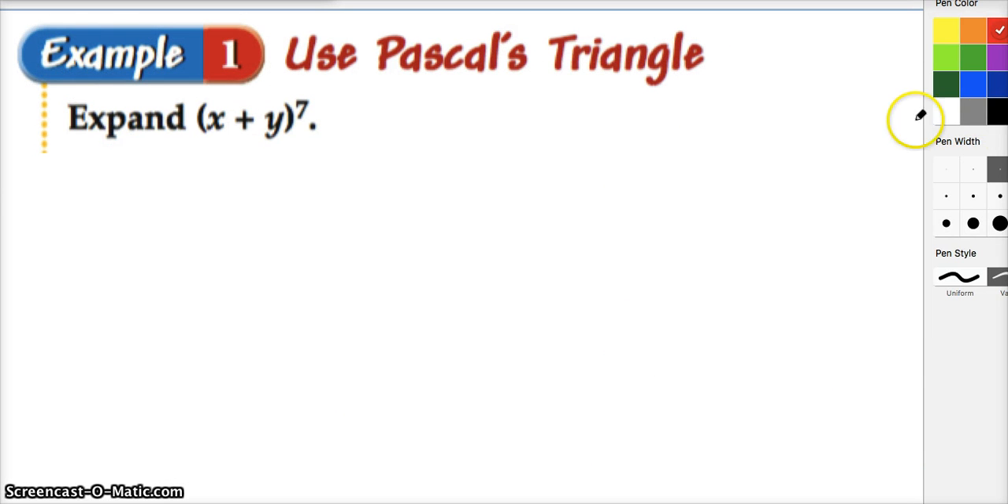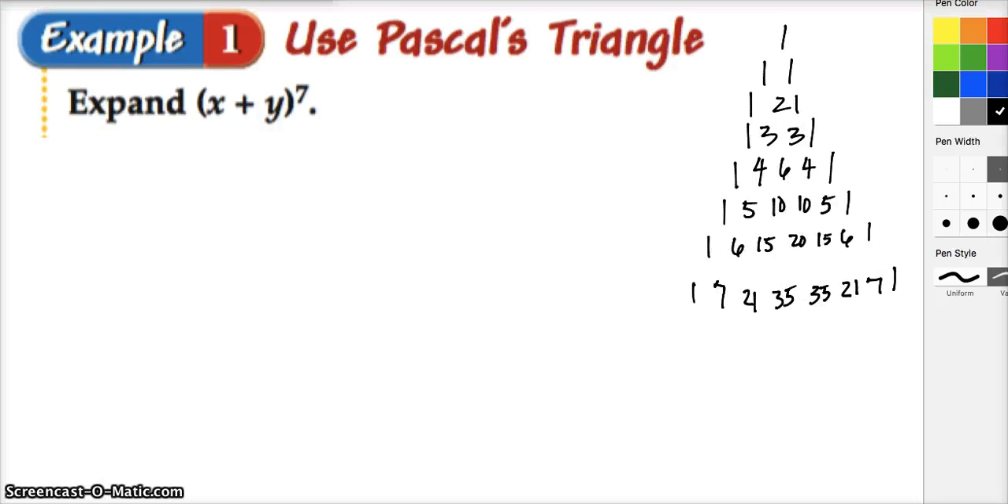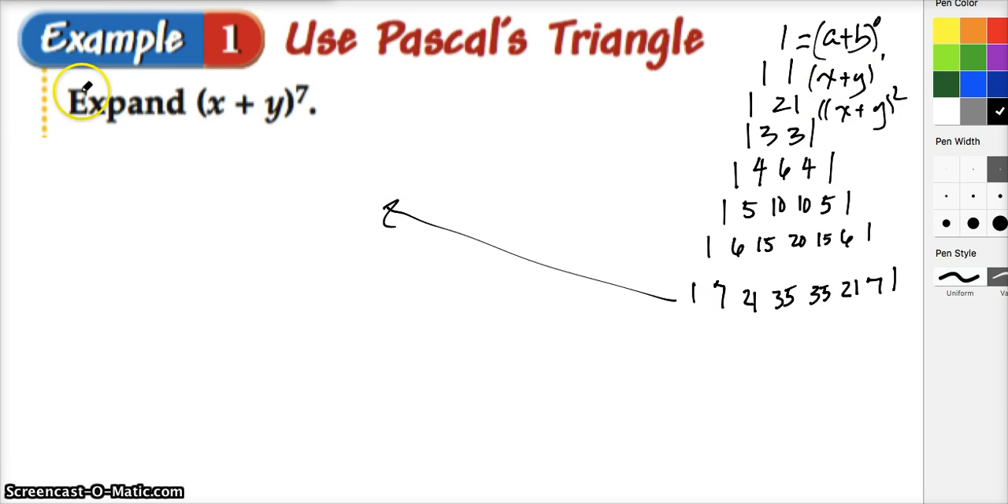So for this first example, we're required to use Pascal's triangle in order to expand this. So let's just get a copy of the triangle here. Here's a copy of Pascal's triangle down to the 7th or 8th row, depending on how you look at it. Let's call this the 0th row, because if we did a plus b to the 0 power, we would get 1. So we know that this would be a plus b, or x plus y, because that's what we're doing. This would be x plus y to the first power, x plus y to the second power, and so forth and so on. So clearly this is the row that we're looking at to expand this.